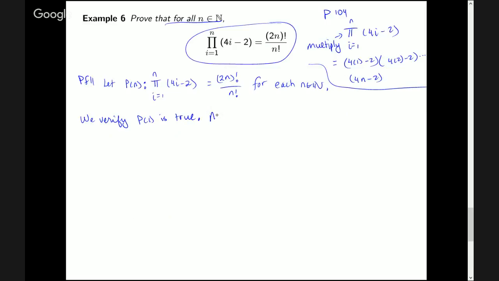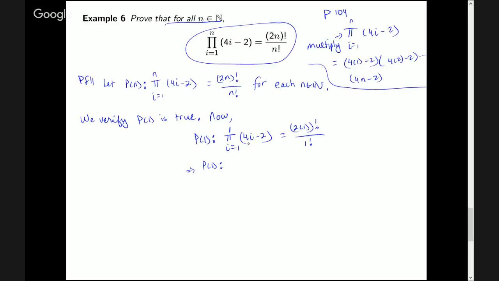Now, what is P of 1? Let's go ahead and write it out. That means it's going to be the product from i equals 1 to 1 of 4i minus 2 equals 2 times 1 quantity factorial over 1 factorial. Simplify this, and what do you get?